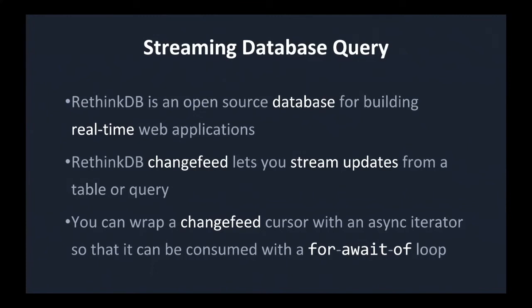For my next example, we're going to actually create an iterator. I'm going to show you how to use it for a streaming database query. In this example, I'm using RethinkDB, which is an open source database for building real-time web applications. RethinkDB has a feature called a change feed. It lets you attach to a table or a query and get live updates as the data in your cluster is changing. So when something gets written into the table, it will push the update out to your change feed, to your application. And in this example, I'm going to show you how to wrap a change feed cursor with an asynchronous iterator so that it can be consumed in a for await of loop.